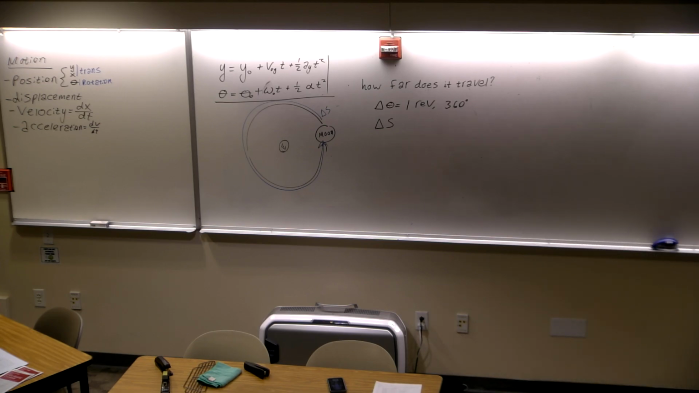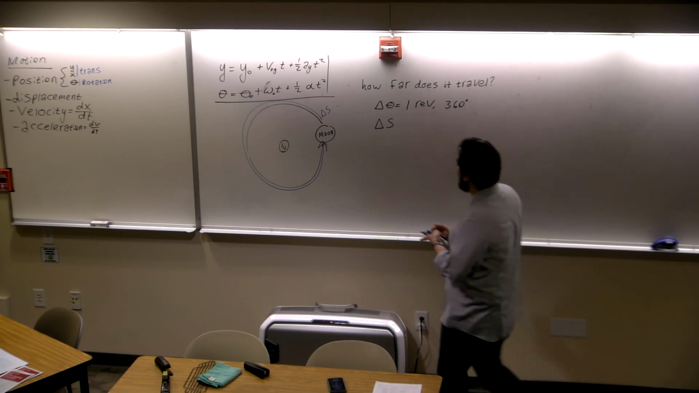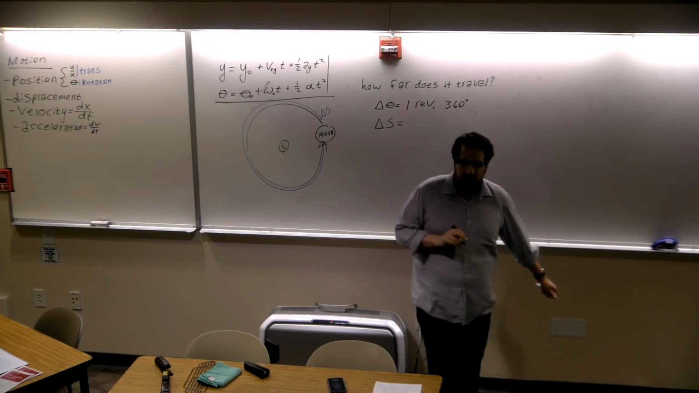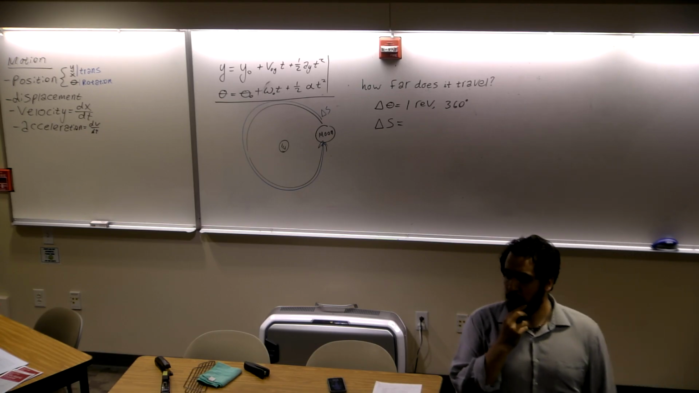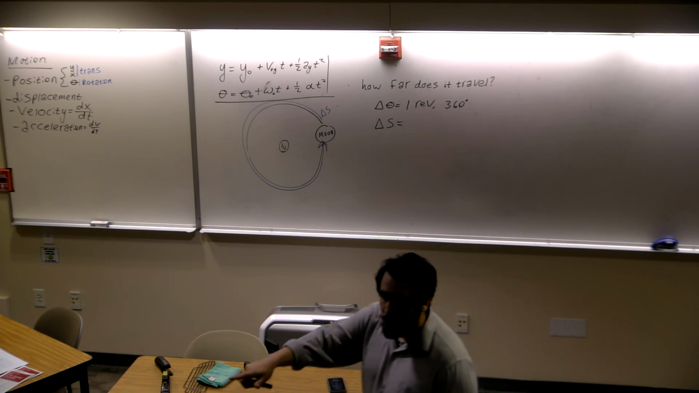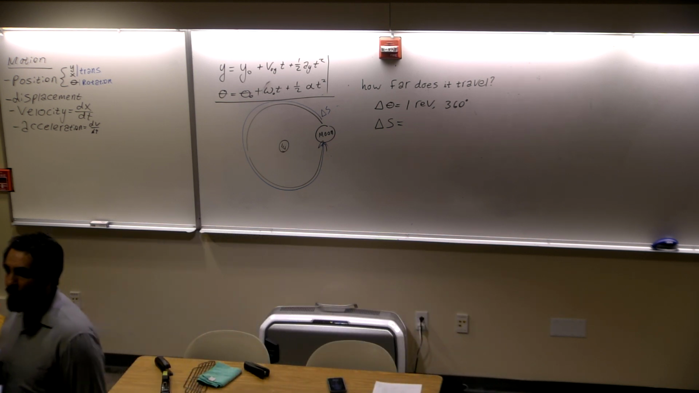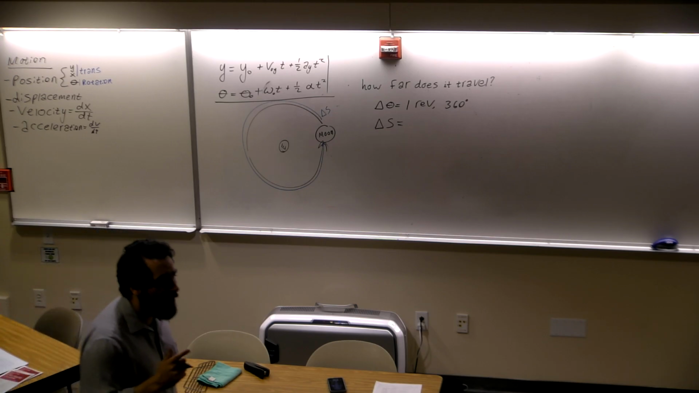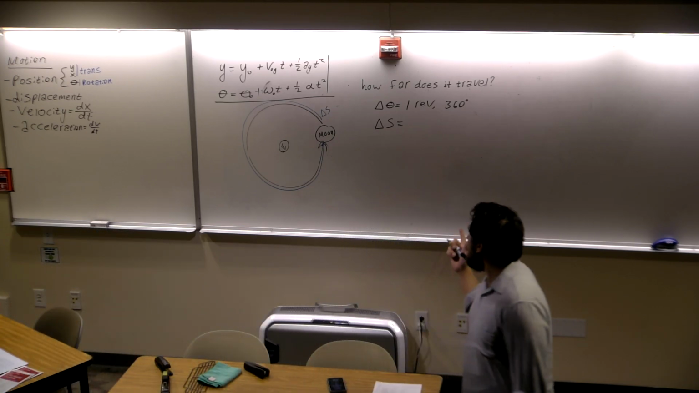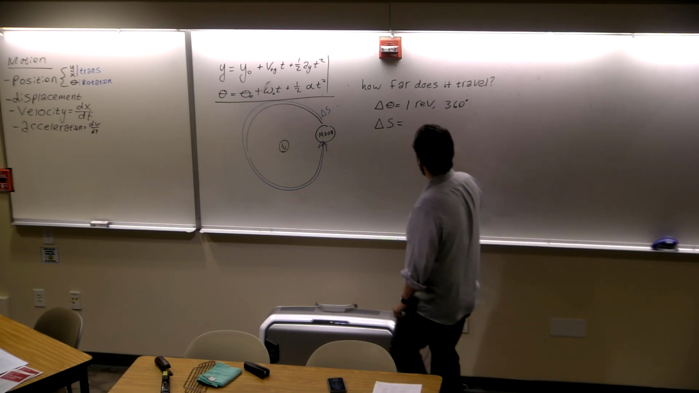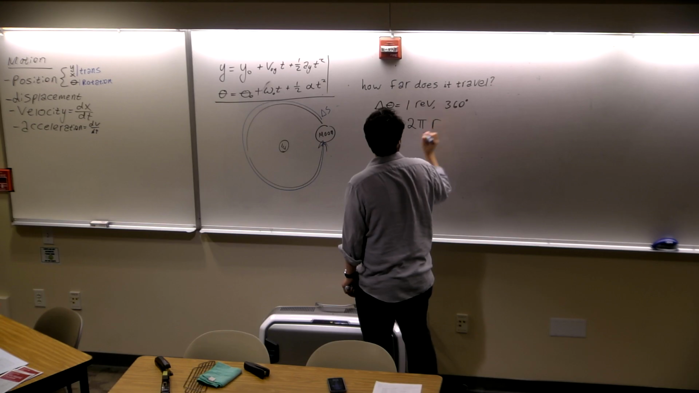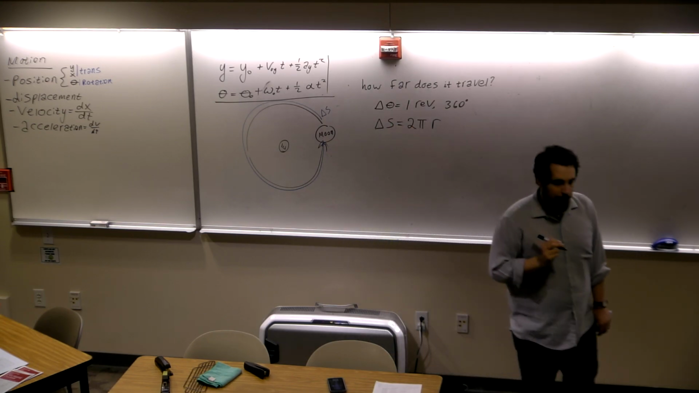So I ask the question, how far does it travel? How do we mathematically figure out the distance it travels? Any ideas? Circumference. Circumference is the distance around the circle. So circumference will tell you how far it traveled. And in this case, we have it going around the circle. How do we calculate the circumference? 2 pi times the radius. Not so bad, right?